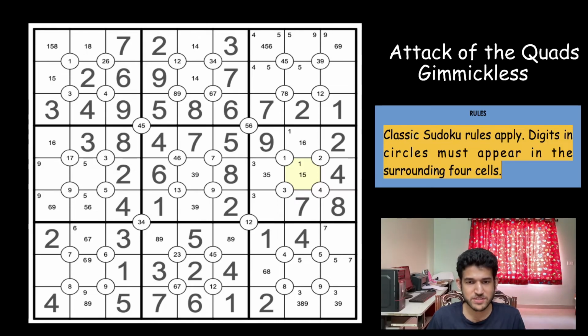Row column 4 must have been completed ages ago. Sorry for that, guys. 8 goes here, 9 goes here. It was a simple thing I missed. And row 7 now must be 6 or 7. This is 6 and 7.